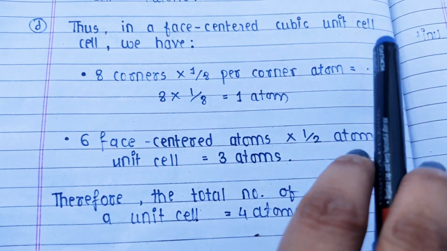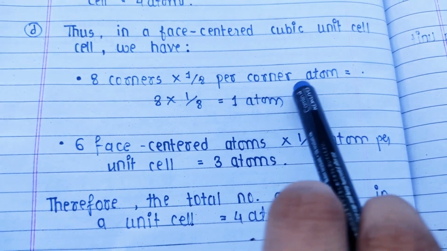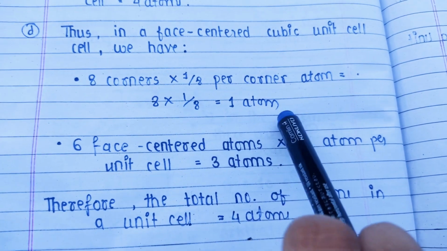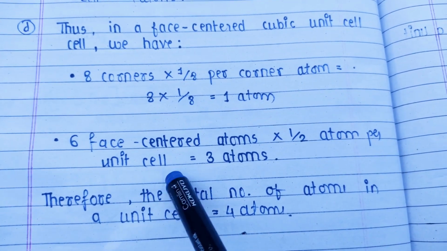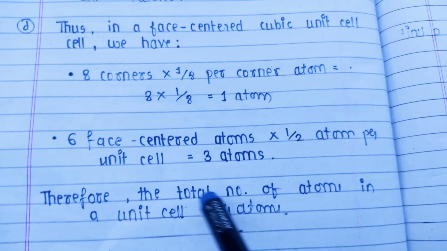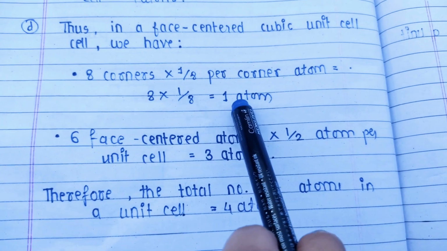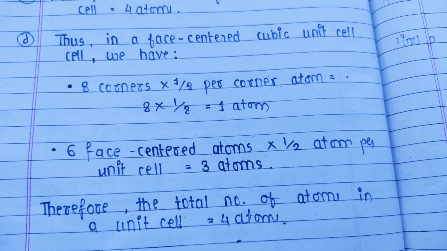In a face centered cubic unit cell, we have 8 corners multiplied by 1/8 per corner atom, which equals 8 multiplied by 1/8 equals 1 atom. 6 face centered atoms multiplied by half atom per unit cell equals 3 atoms. So therefore, the total number of atoms in a unit cell equals 4. That is 3 atoms plus 1 atom equals 4 atoms present in the FCC cubic unit cell.